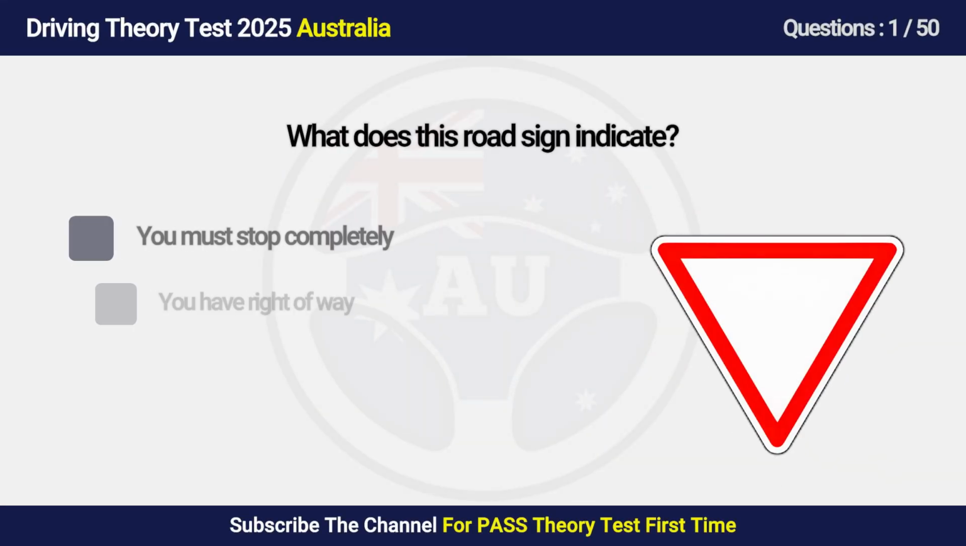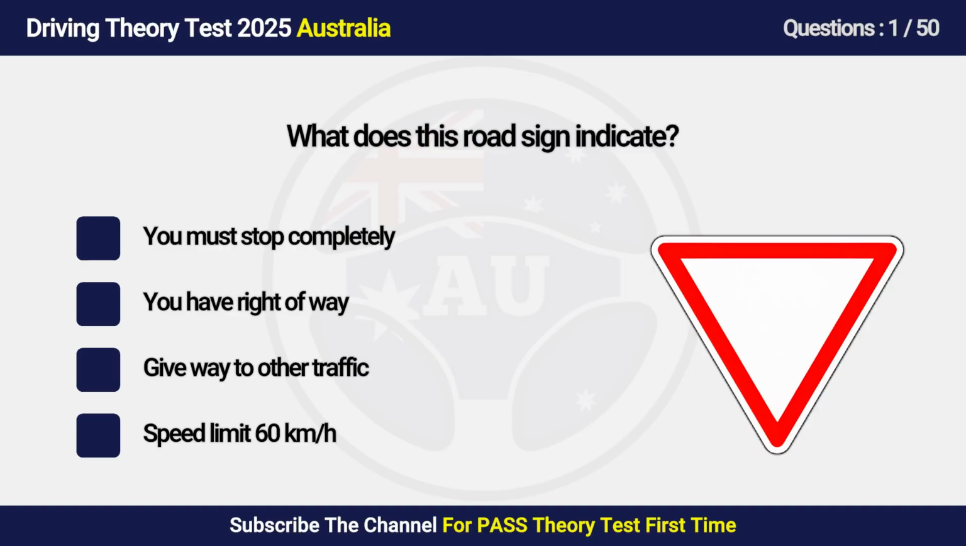Question 1. What does this road sign indicate? A. You must stop completely. B. You have right of way. C. Give way to other traffic. D. Speed limit 60 kilometers per hour.